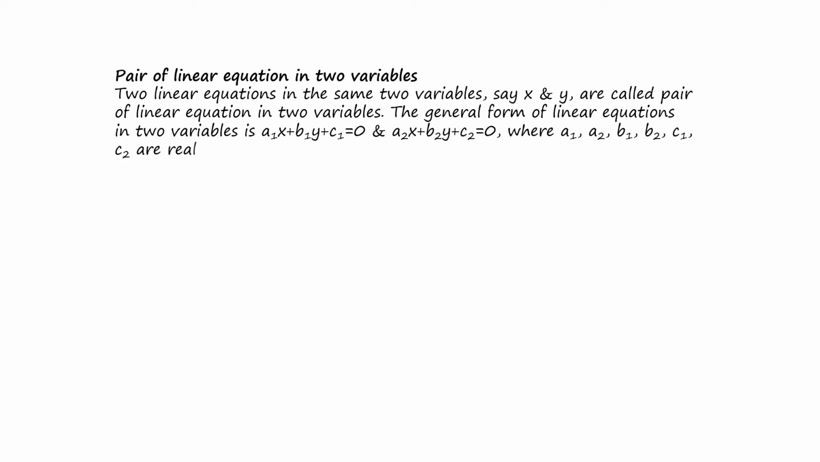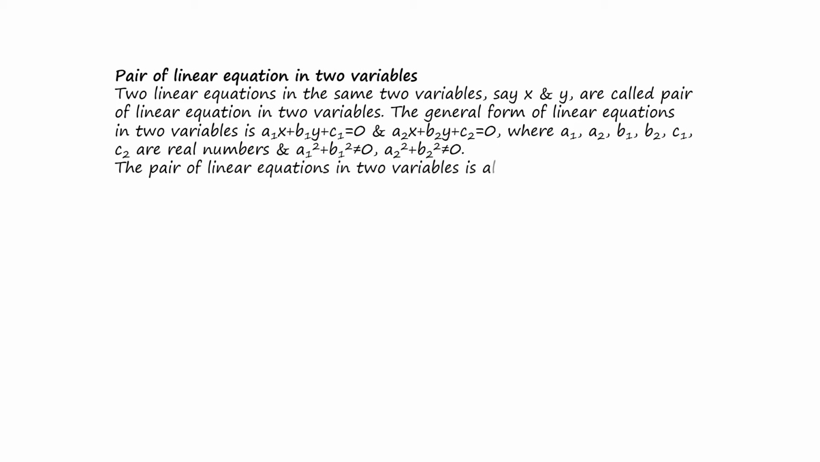The general form of linear equations in two variables is a1x plus b1y plus c1 equals 0 and a2x plus b2y plus c2 equals 0, where a1, a2, b1, b2, c1, c2 are real numbers, and a1 square plus b1 square cannot be equal to 0, a2 square plus b2 square cannot be equal to 0. The pair of linear equations in two variables is also known as the system of linear equations in two variables.